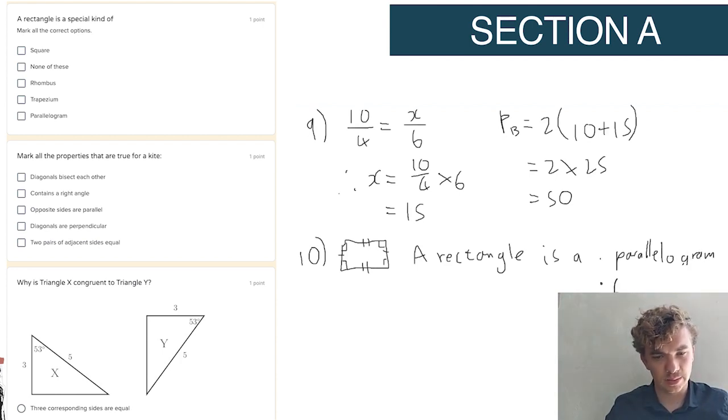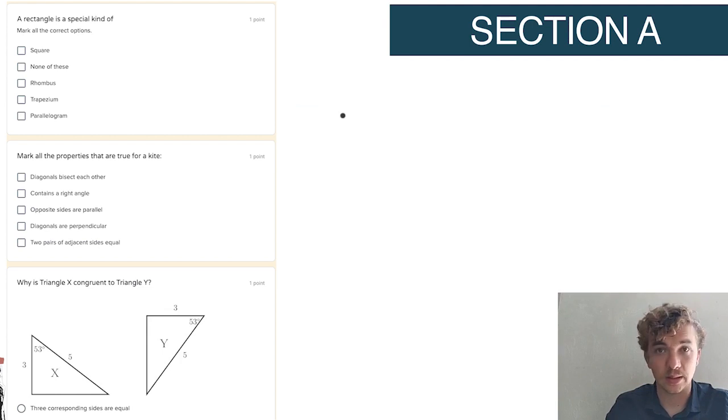A parallelogram and a trapezium, not any of the others. Okay, next question. Mark all the properties that are true for a kite.